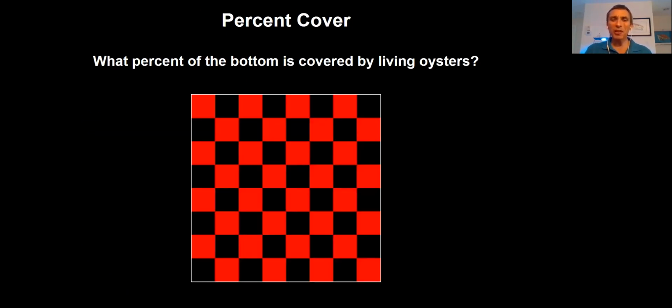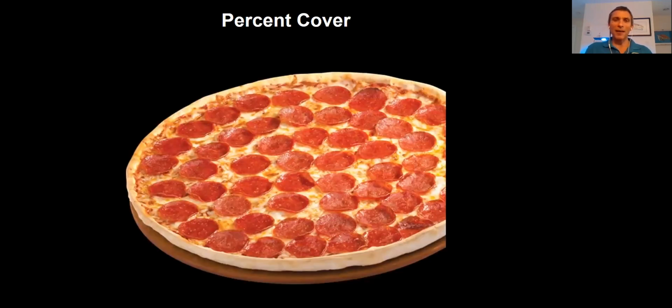So I mentioned oyster cover. We have to figure out how many oysters are covering the bottom of a restoration reef. Now, if I asked you what percent of the checkerboard is red, I would hope that all of you would very quickly say 50%. You didn't measure it, you just knew. If I asked you what percent of the pizza was covered in pepperoni, that might be a little trickier. We'd probably get a whole bunch of different answers.